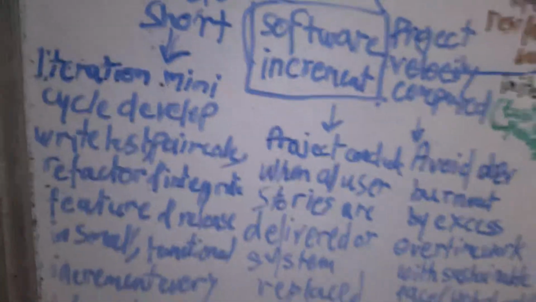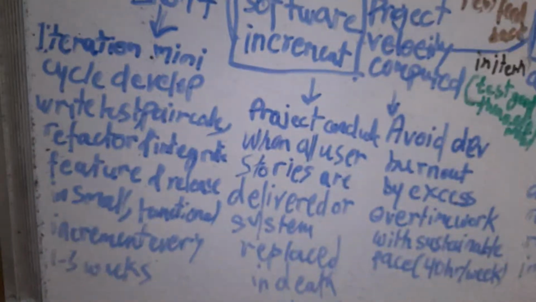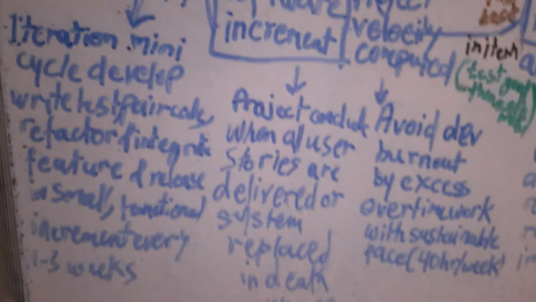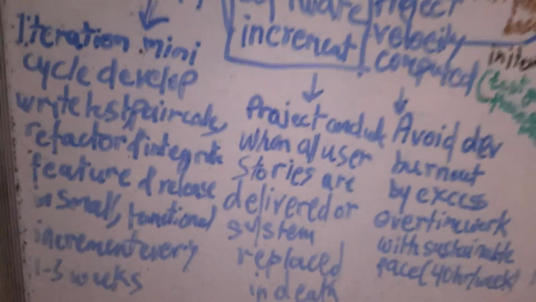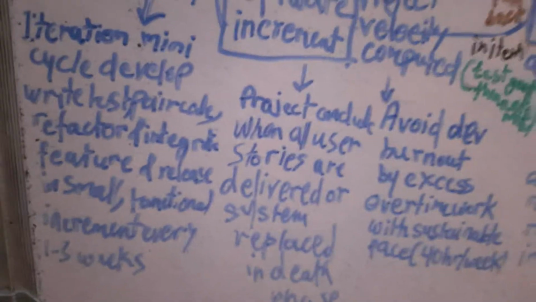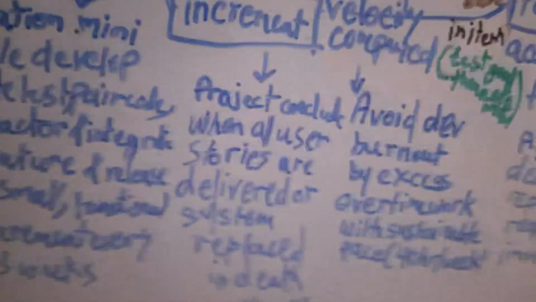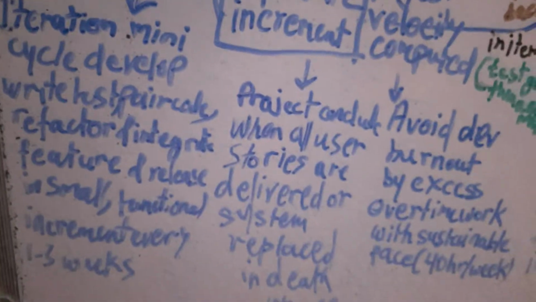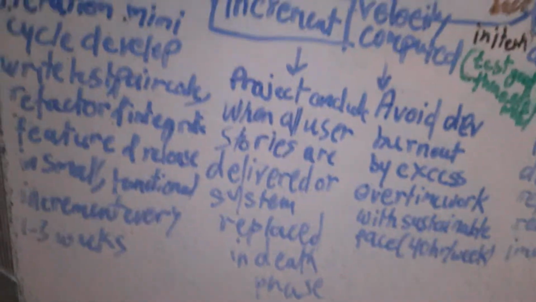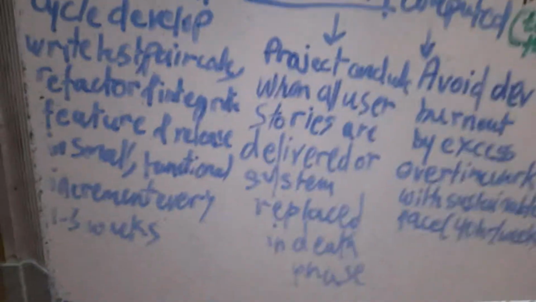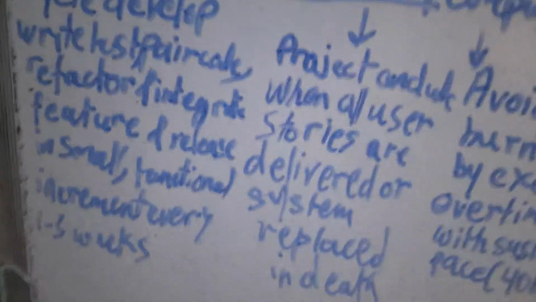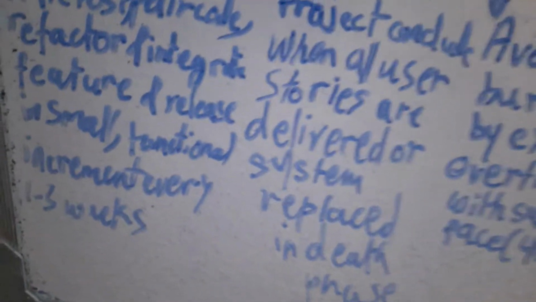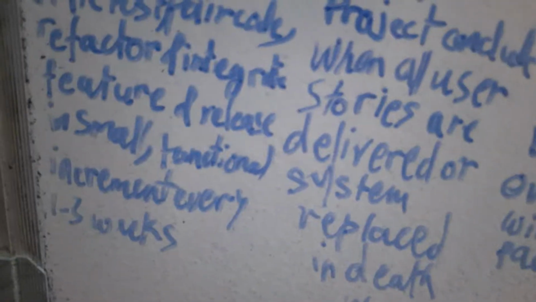Short release, which means the iteration mini cycle is developed part by part, in small parts. Updated versions are made again and again and again. Better prototypes, rough versions are made by writing tests to test the software. Pair coding, which I told you about, where together they are coding, refactoring, making changes, integrating, joining the parts to make the whole software, with new features.